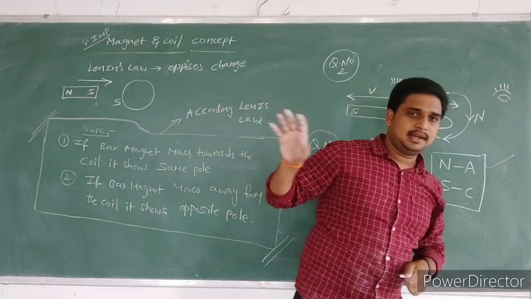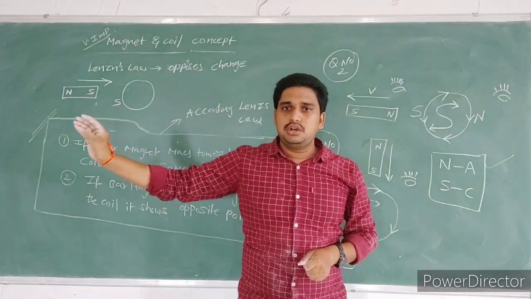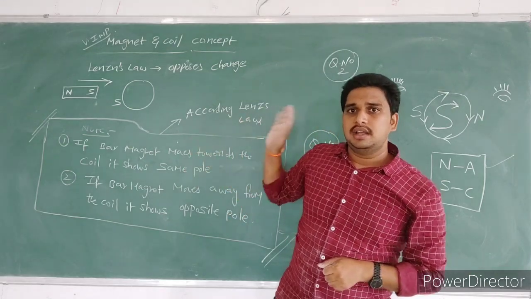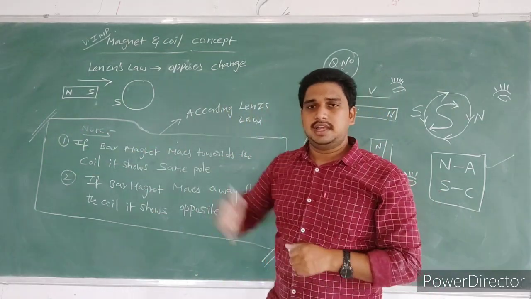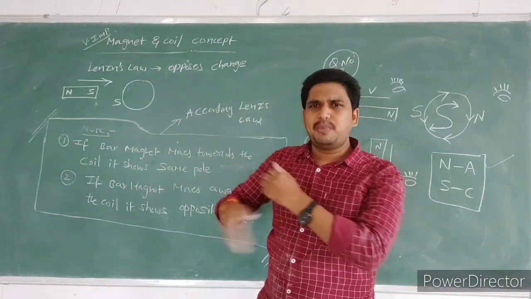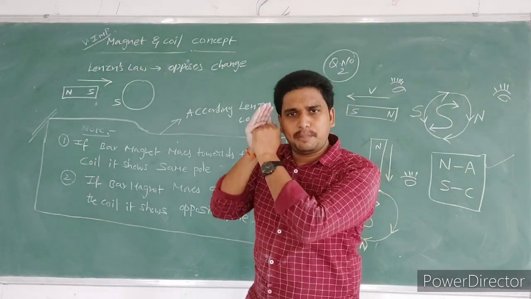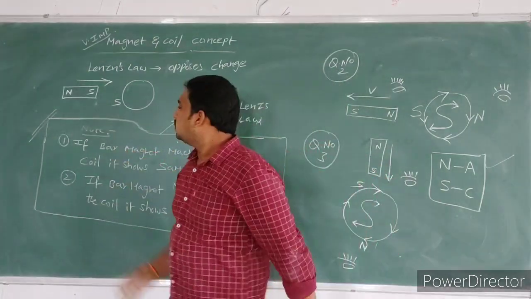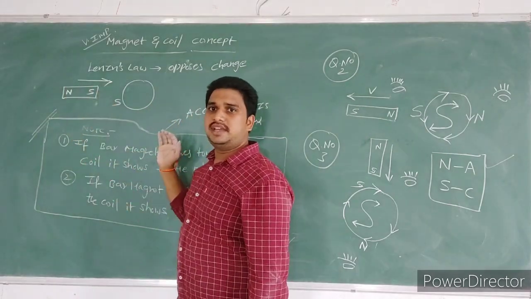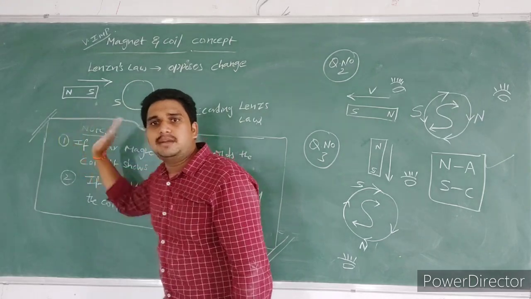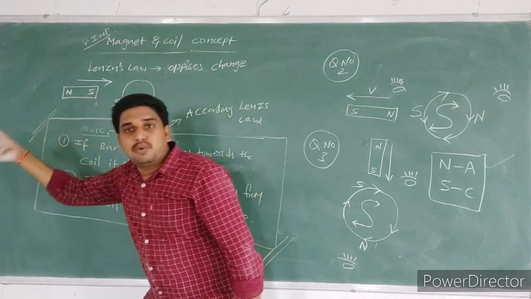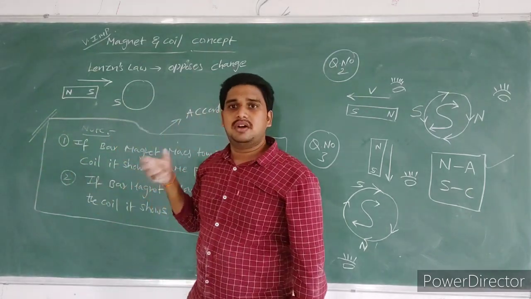Simple thing, don't panic. If the bar magnet moves towards the coil, then according to Lenz's law, it pushes it away. If it is moving away, then Lenz's law pulls the bar magnet. It always opposes the change. The bar magnet tries to move nearer to the coil, Lenz's law pushes it backward. The bar magnet is moving away, Lenz's law pulls the bar magnet towards. Okay, that is the thing.